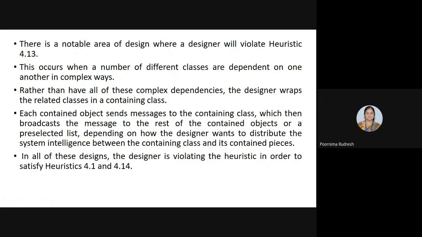So in the next class, you are going to study the relationship between users and containment. And the last topic will be containment by value versus containment by reference. Only two topics are left from this chapter. Tomorrow I'm going to complete it.